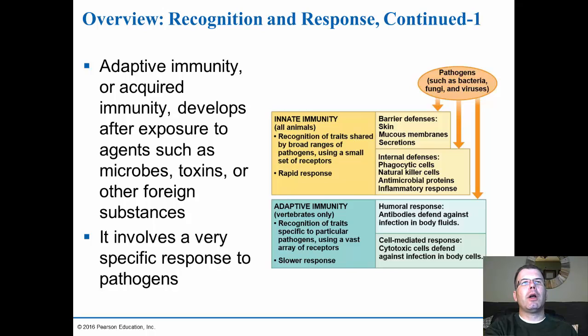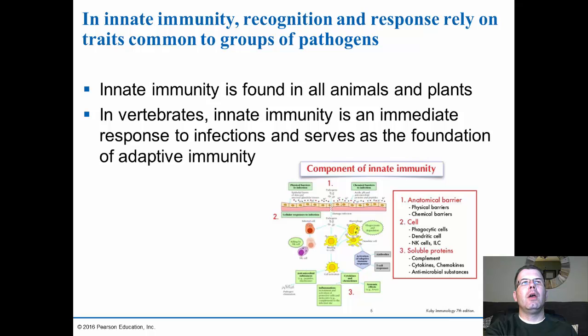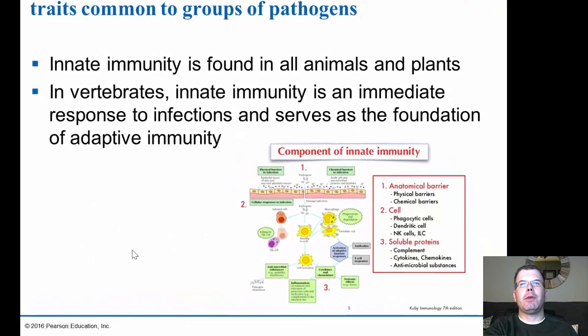Now, adaptive or acquired immunity develops over exposure, and it involves a very specific response to pathogens. We'll talk about that in the next section. What we're going to look at right now is innate immunity, which you're born with. I just bring this up now to show you that there are two parts of the system. Innate immunity is found in all animals and plants. In invertebrates, innate immunity is the immediate response to infections and serves as the foundation of adaptive immunity.